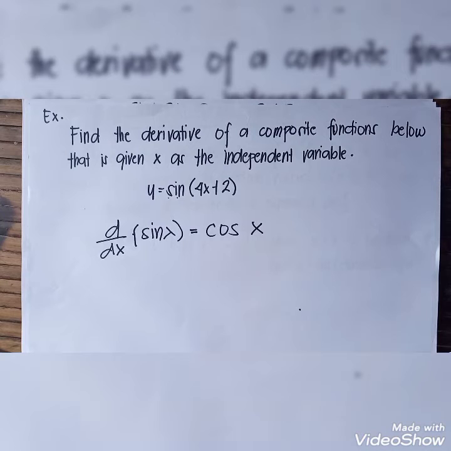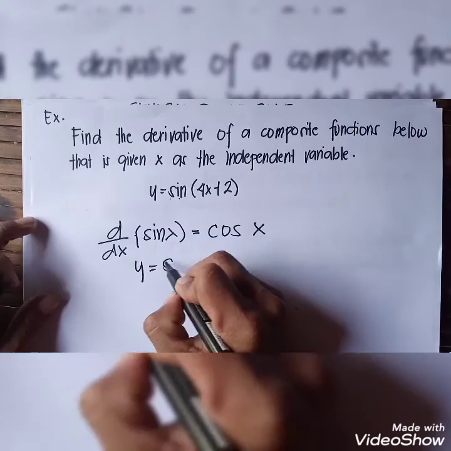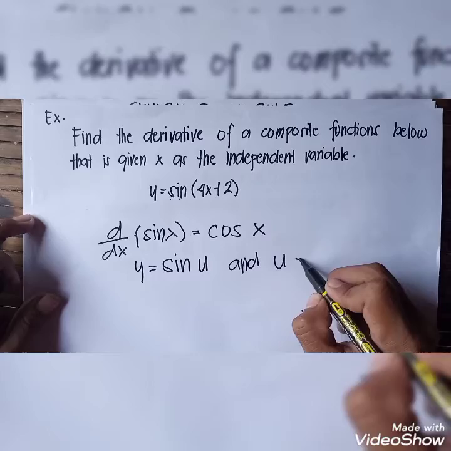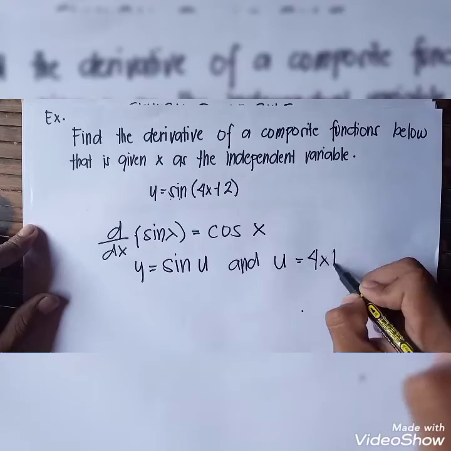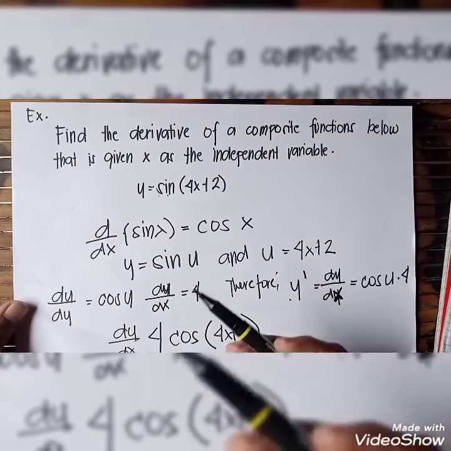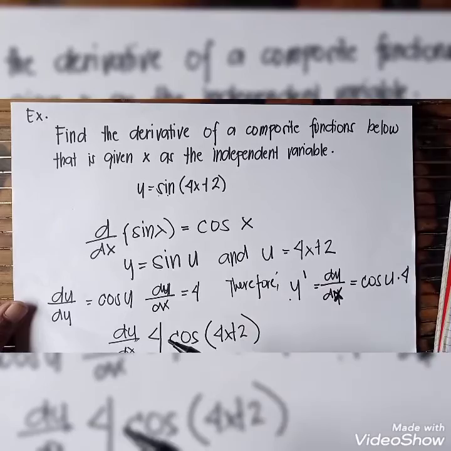Then our function is a composite of y is equal to sine u, and our u is equal to our inside function, which is 4x plus 2. So now our derivative of y with respect to u is equal to cosine u, which is our outside function, and the derivative of u in terms of x is equal to 4, which is the derivative of our inside function.